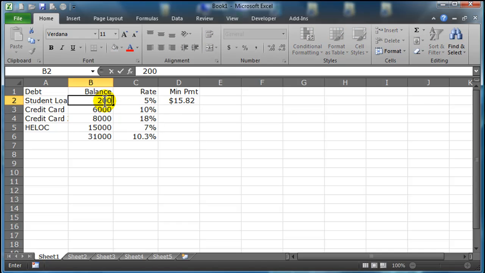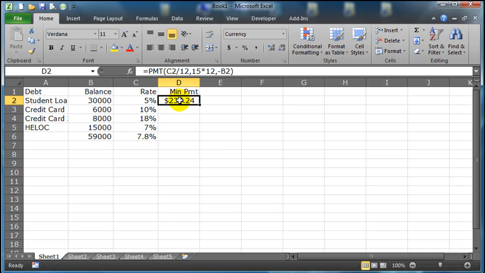Okay, now if I alter my balance, let's do 20,000. Either way, that's going to keep adjusting my minimum payment, which I don't want to have happen because that doesn't happen in real life. So if my payment was originally calculated off the starting balance of 30,000, that's what the payment's going to be, and that's what it's going to stay.